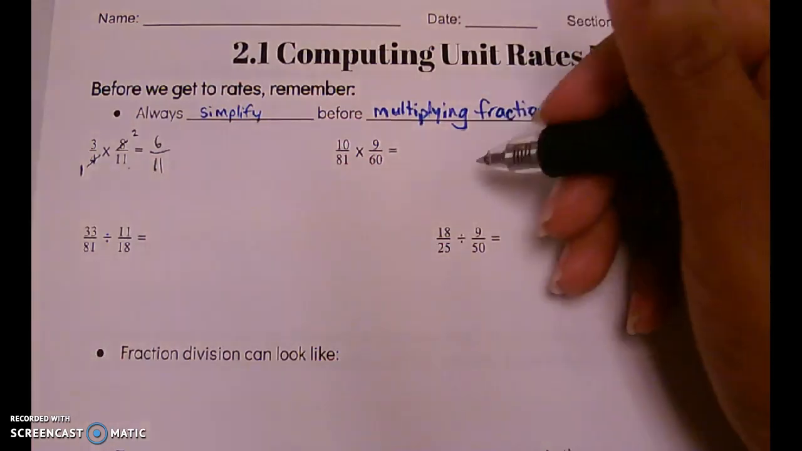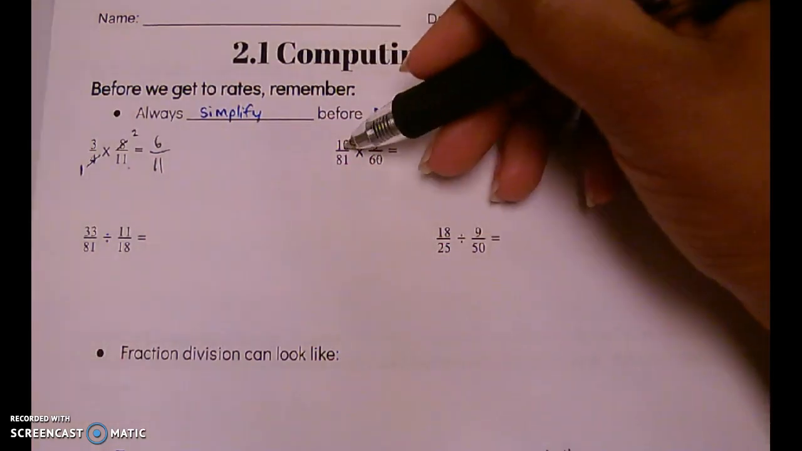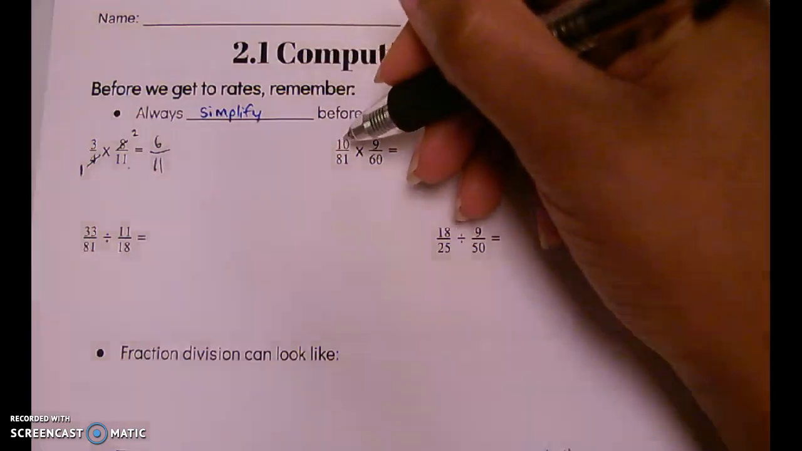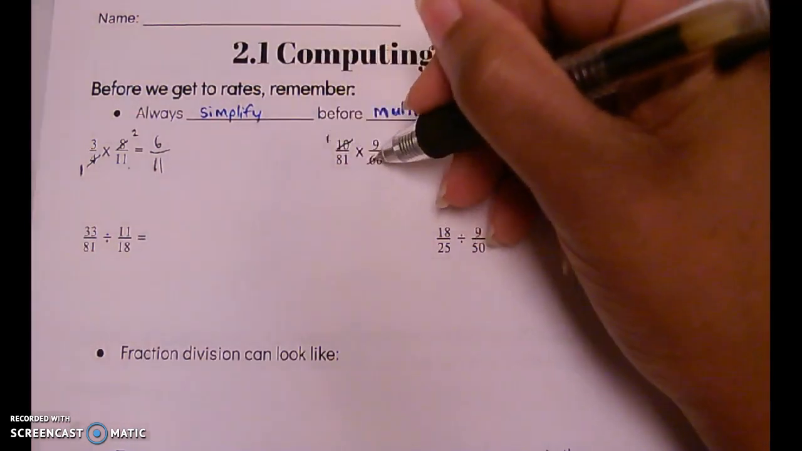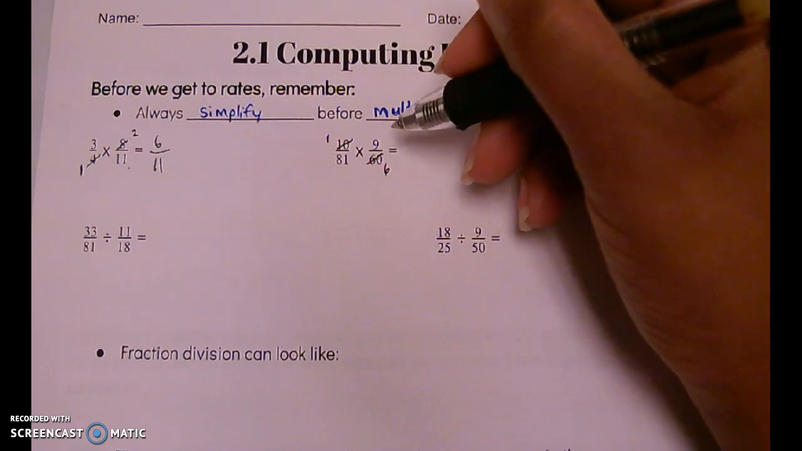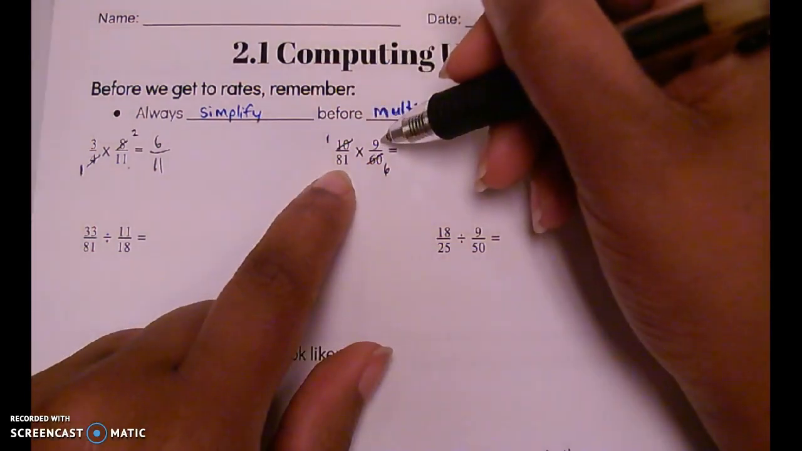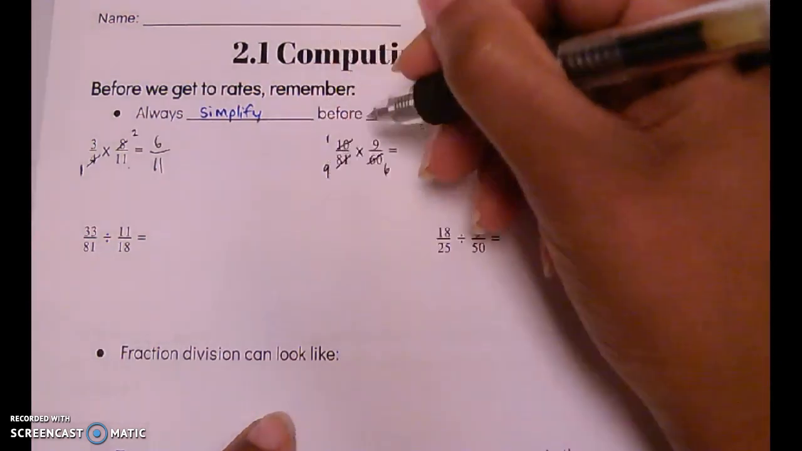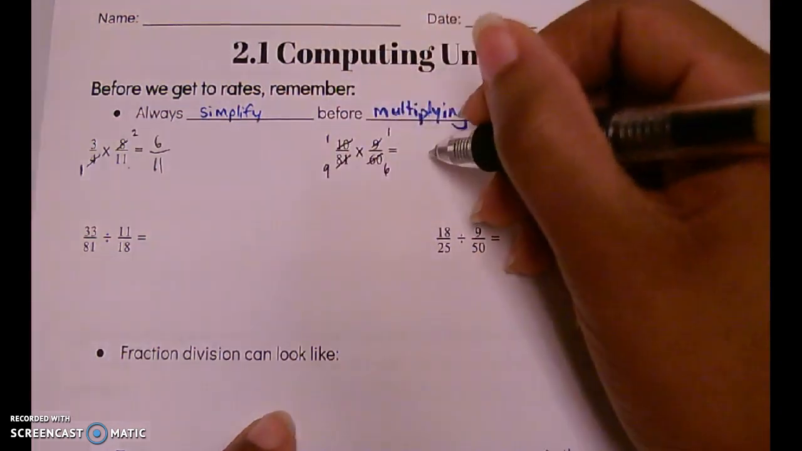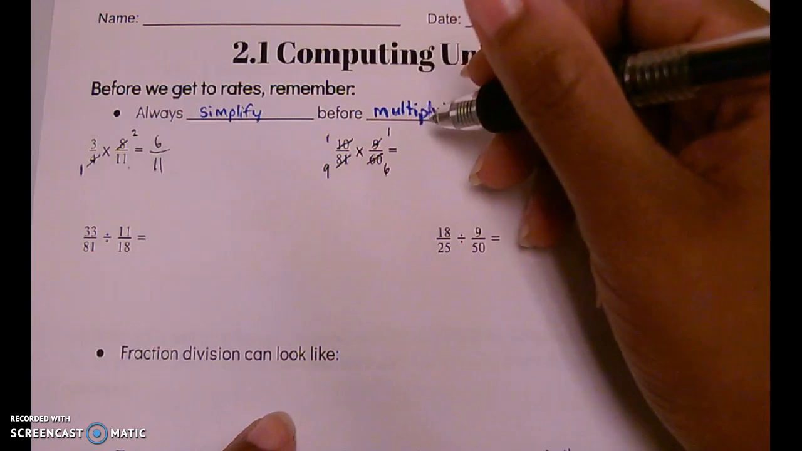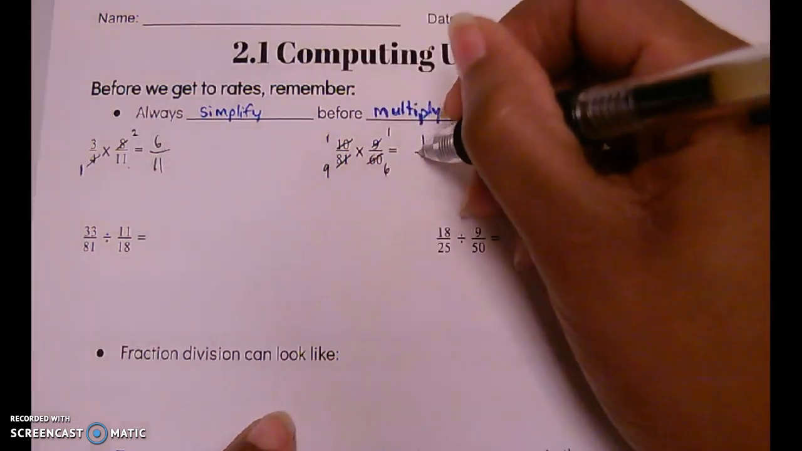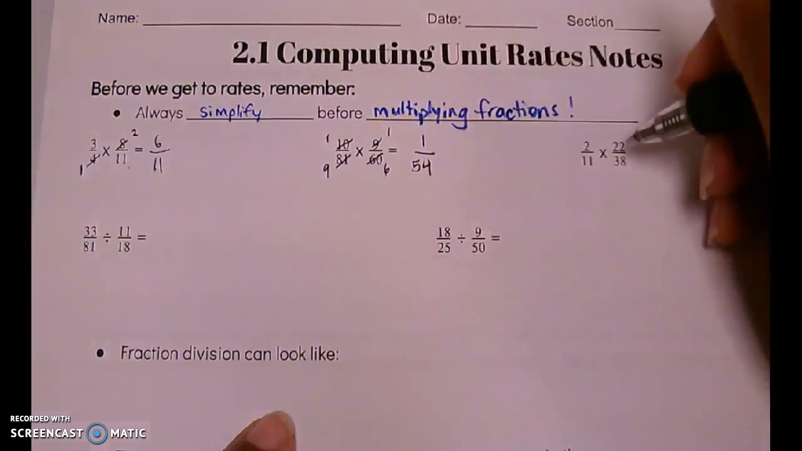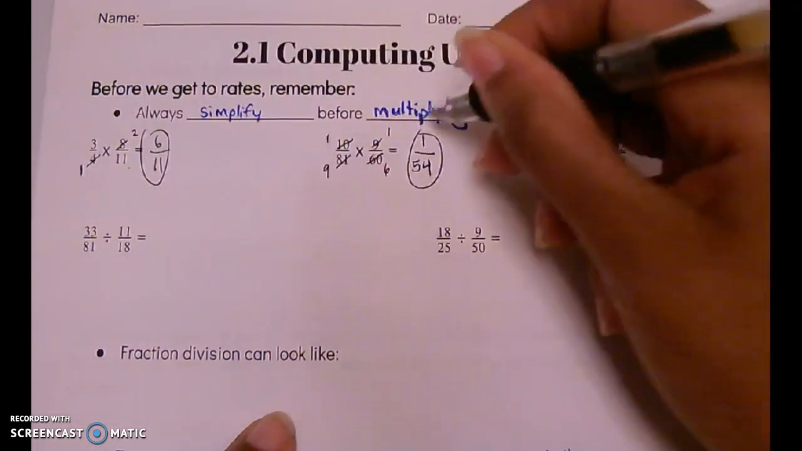Okay? Next, I can look crisscross here and I can simplify this both by 10. So this is going to become 1 and this is going to become 6. Likewise, I know that 81 and 9 are both divisible by 9. This 81 is going to become a 9 and this 9 is going to become a 1. That means when I multiply straight across, 1 times 1 is 1 and 9 times 6 is 54. Okay, which is my final answer.